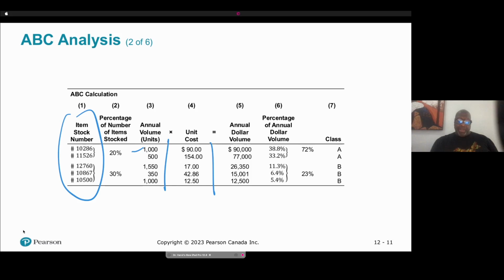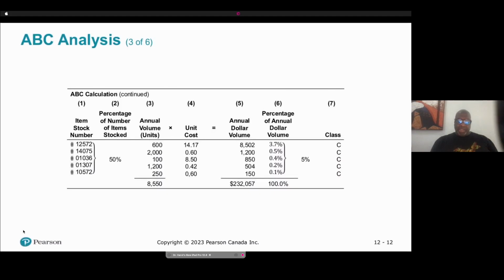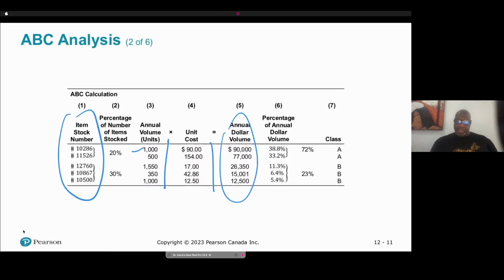Once we've computed our annual dollar volume, then what we do is we now arrange the annual dollar volume in descending order. So 90, 77, 26, 15, 12, right? So you look at those values, and if I go to the next page, you'll see the balance: 8,000, 1,200, 850, 504, 150. All right? So if we have all of this on one page, it'll be easier to see.